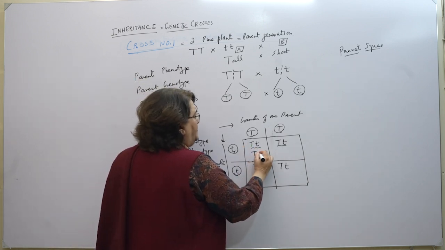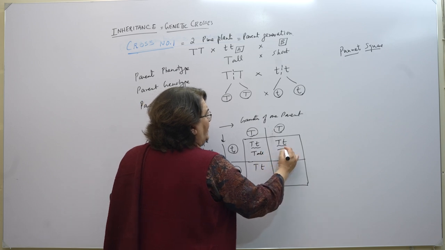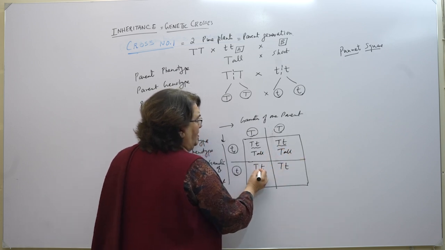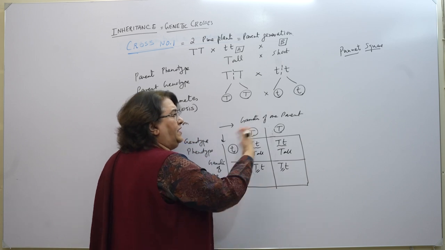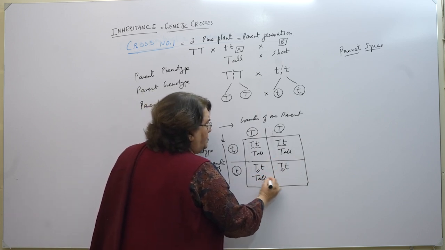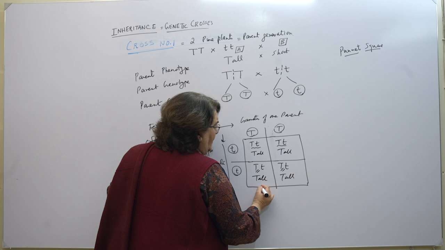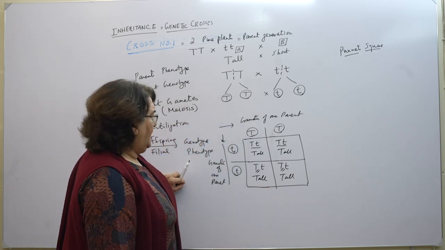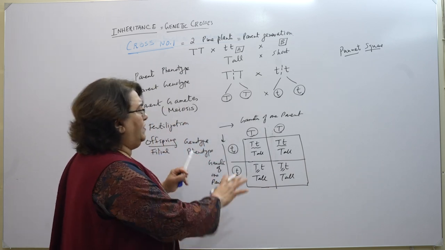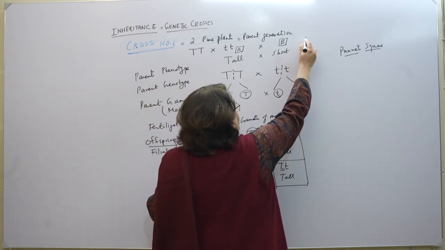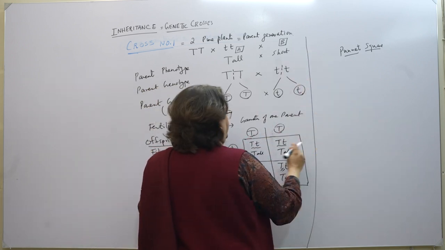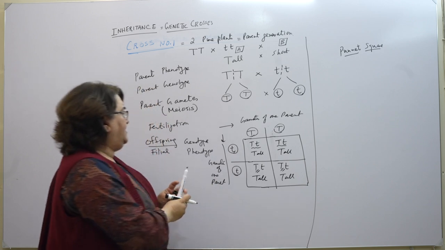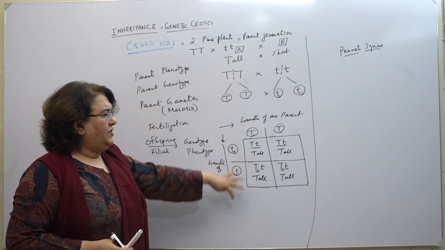So this organism, this probability will be of a tall height, again tall, because wherever you have the capital letter coming in, it is going to dominate the other one. So this will be tall and tall. After doing this, what we have to do is conclude, and how? We're going to write down the ratios. After this is the genotype and the phenotype of all the offspring.